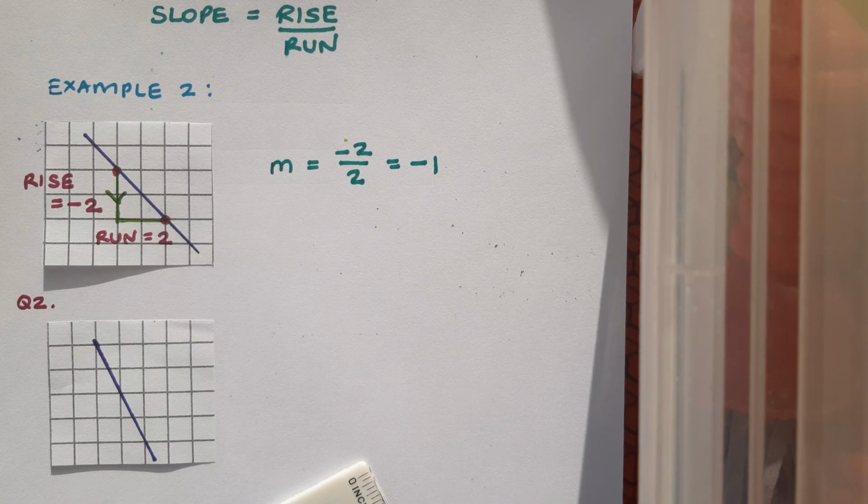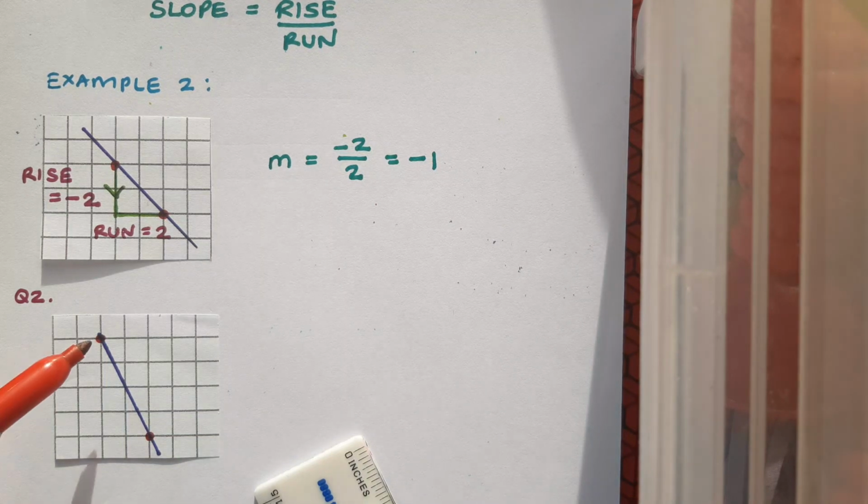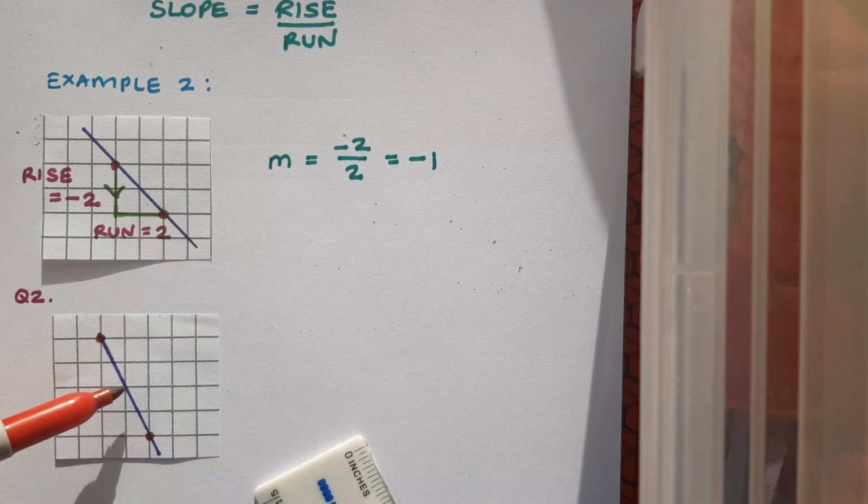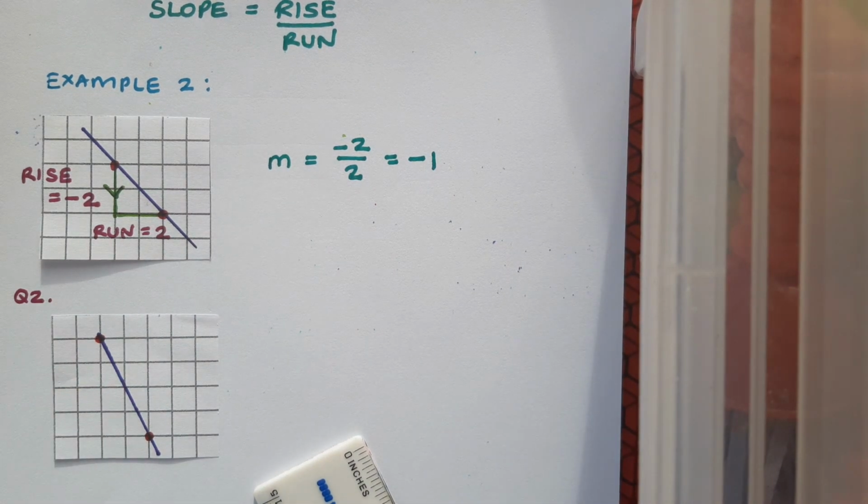So here's a question for you then. Can you find the slope of this line? Pause the video here and give it a shot yourself, and then play and see if you're correct. So I've chosen these 2 points, but just note that I could equally have chosen this point here because it also is a point where the line is passing through a vertex of the grid.